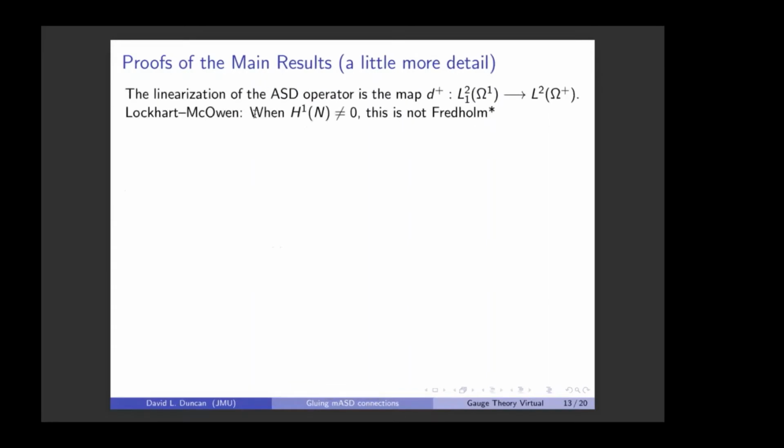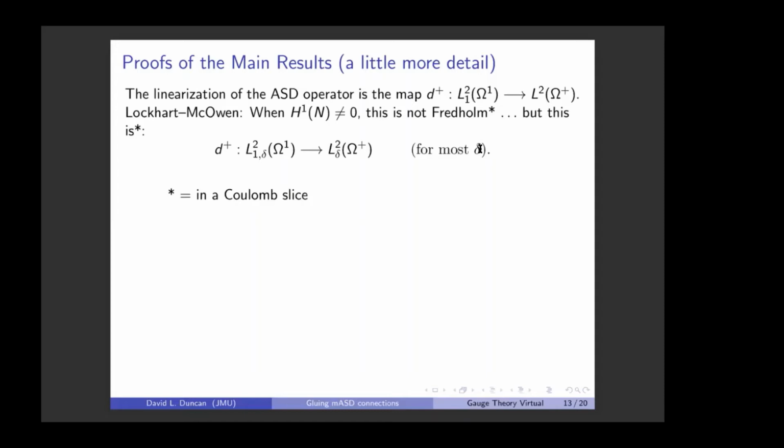Now, Lockhart-McOwen type theory says that when H1 of N is not 0, this thing's not Fredholm. And there's a little asterisk that I'll talk about in just a minute. But if you put a little weight on it, if you weight by delta, have some sort of exponential weights, then you do get a Fredholm operator. And when I say Fredholm here, I mean we should actually be working within a slice. So couple this with the Coulomb gauge operator as well. So that's the caveat. Okay, so we want to be working in these delta decaying spaces.